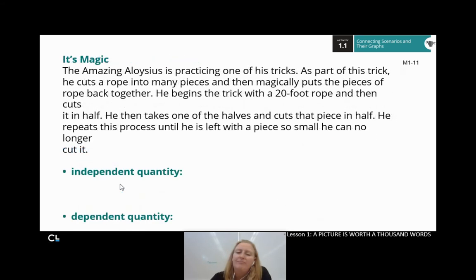Darn ski lift. It's magic. The amazing Aloysius is practicing one of his tricks. As part of this trick, he cuts a rope into many pieces and then magically puts the pieces of the rope back together. He begins the trick with a 20-foot rope and then cuts it in half. He then takes one of the halves and cuts that piece in half. He repeats this process until he is left with a piece so small he can no longer cut it.